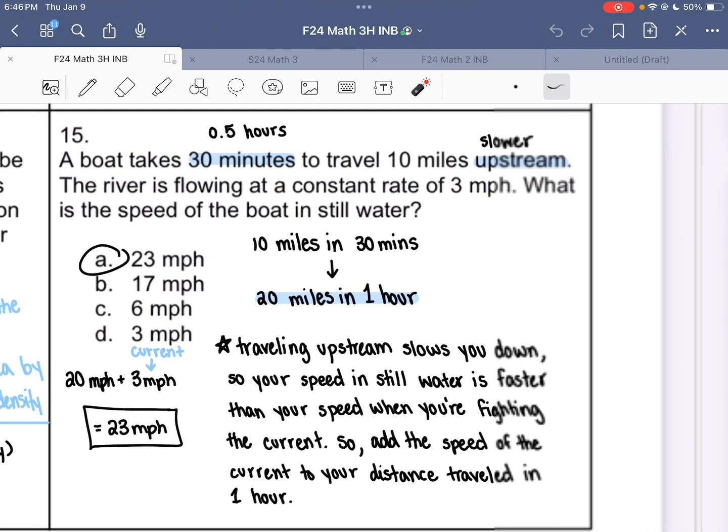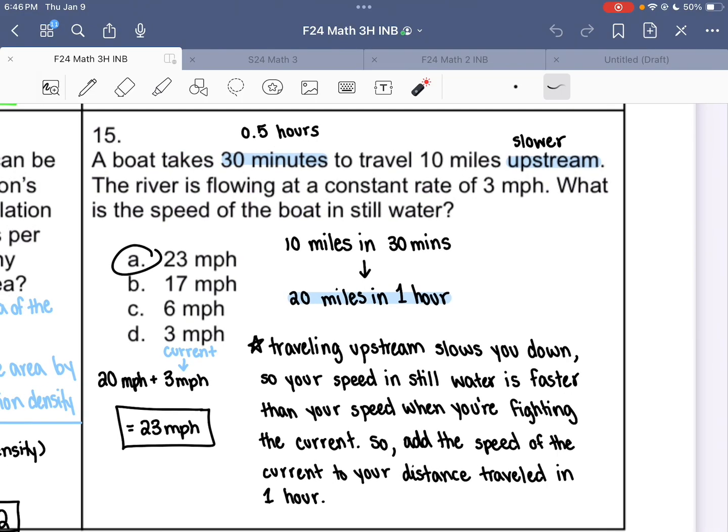For number 15, we have to use a little bit of logic. So it says that a boat takes 30 minutes to travel 10 miles upstream. Now, since we're going upstream, we're fighting the current, so I know that the boat's going to be moving a little bit slower than it actually should be. So if we go 10 miles in half an hour, I can double this and say that in 1 hour, I'm going 20 miles. When you drive a car, you measure in miles per hour, not miles per half hour. So we know that my speed is somewhere around 20 miles an hour.